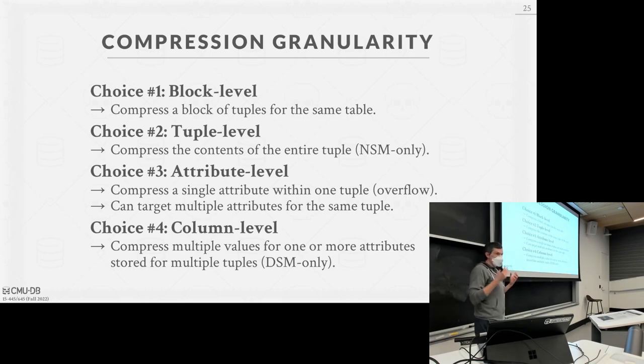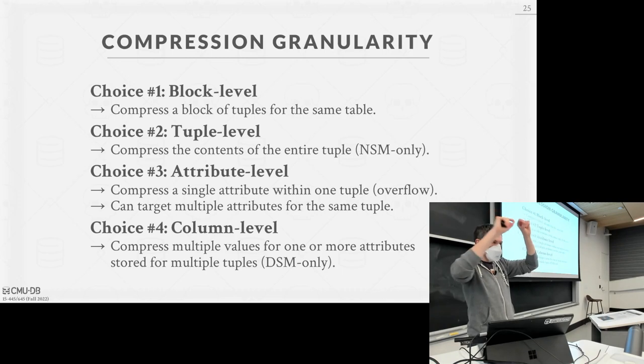The most obvious one is just compress a page or a single block, right? All the tuples in the table, just compress it and be done. And then typically you see this in OLTP systems, and we'll see the example in MySQL next. There are some systems that can do tuple level compression, so within a single tuple, sorry, a tuple within a page, I can compress that a certain way, and then I'll compress the next tuple completely different.